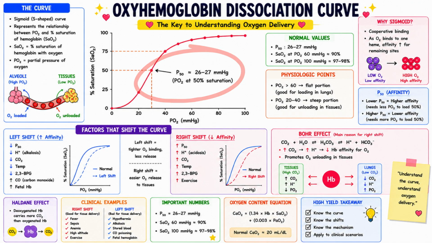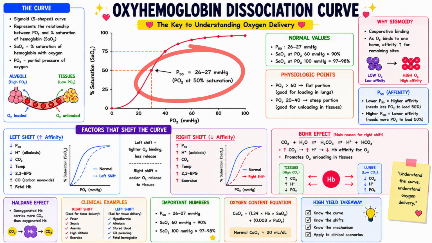Now, let's talk about P50. P50 is the PO2 at which hemoglobin is 50% saturated. Normal P50, 26 to 27 millimeters of mercury. P50 tells you about affinity. Lower P50, hemoglobin needs less PO2 to load up. Higher affinity, tighter grip on oxygen. Good for loading in the lungs, bad for releasing in the tissues. Higher P50, hemoglobin needs more PO2 to load. Lower affinity, looser grip on oxygen, easier release in the tissues.